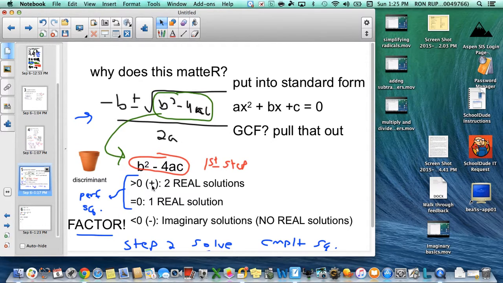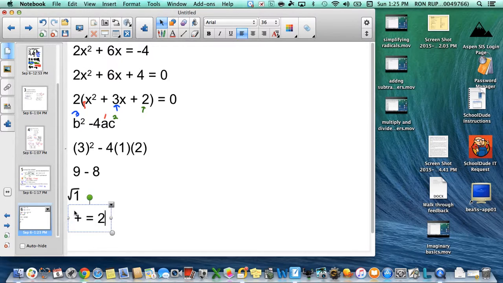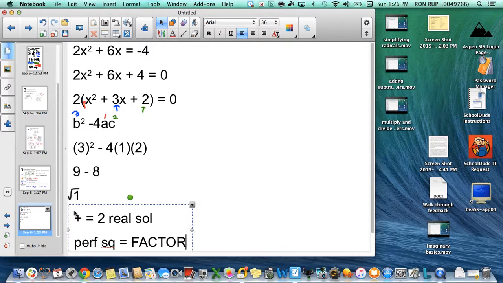It's positive. It's not 0 and it's not negative. It's positive. So I'm going to have two real answers. And is that a perfect square? I don't know. Do square root of 1 in your calculator real quick just to check. You should know, but square root of 1 is 1. It is a perfect square. 1 times 1 is 1. Square root of 1 is 1. So the fact that this is a perfect square, so positive means two real solutions, and perfect square means factor. It can be factored.